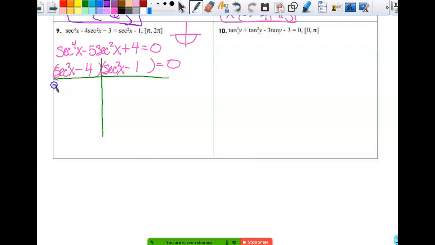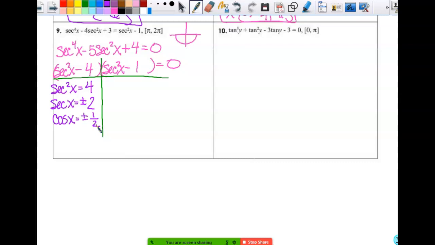So that means this would give me secant squared x equals 4. So secant x equals plus or minus 2. That's what you can't forget, and that's what a lot of people forget when they do it this way. When you factor it into difference of squares, it forces you to have 2 of them. Don't forget your plus or minus. I'm going to change this to cosine, and I'm going to make that plus or minus 1/2.